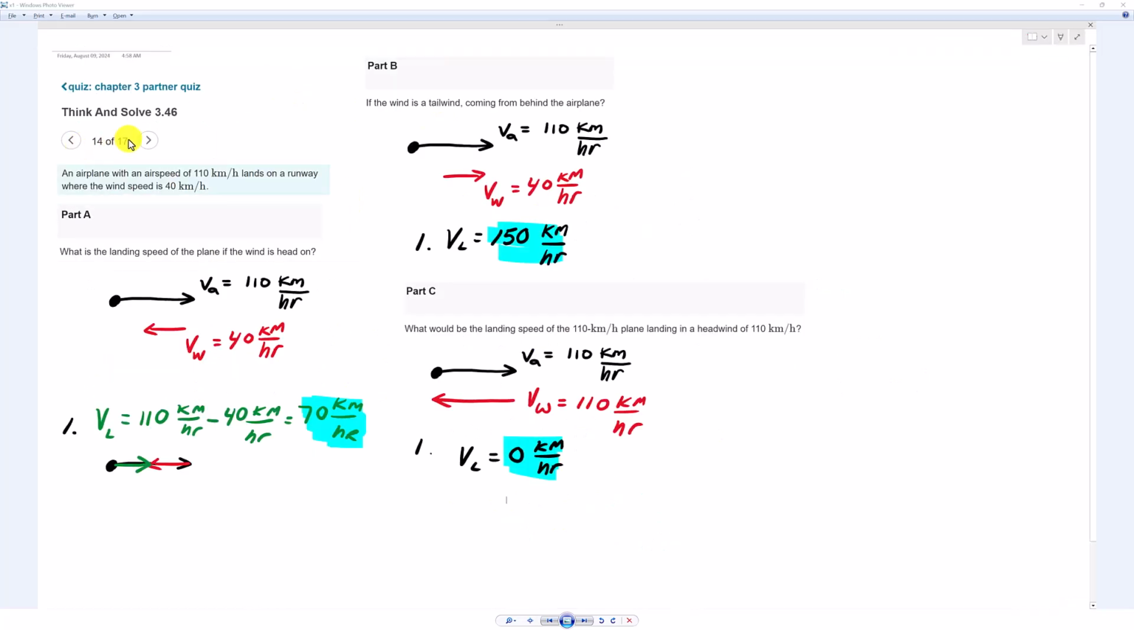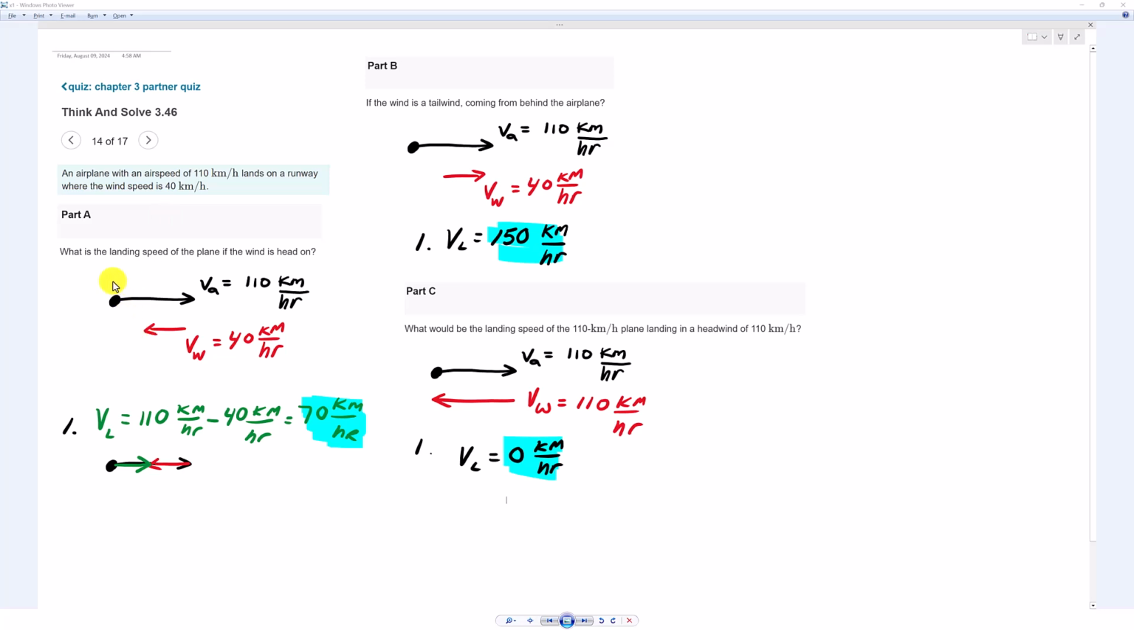Question 14 of 17, which is Think and Solve 3.46. An airplane with an airspeed of 110 kilometers per hour lands on a runway where the wind speed is 40 kilometers per hour. So this problem is meant to illustrate something known as relative velocity and also the vector nature of velocity.